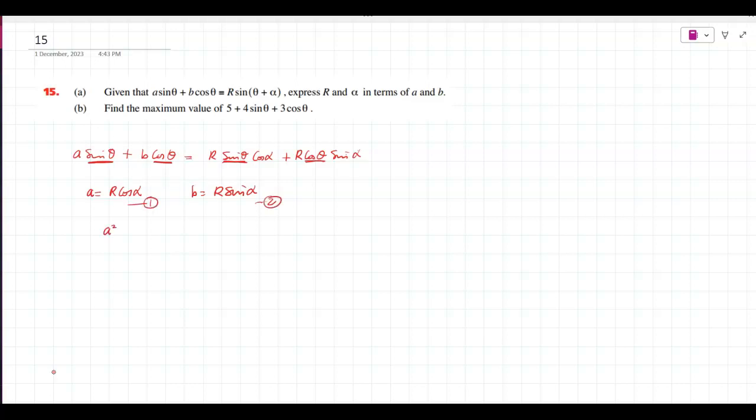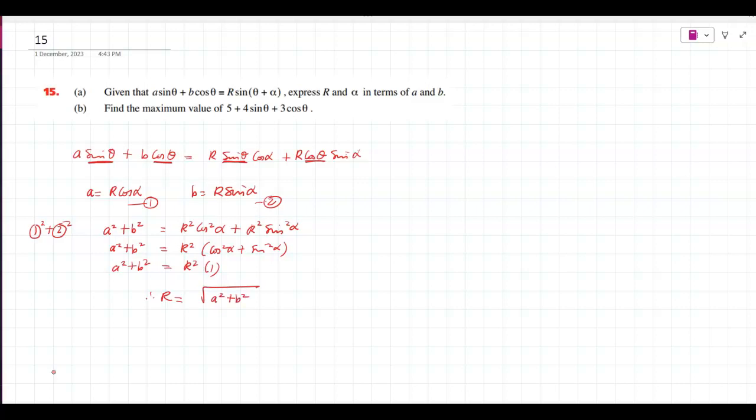You square and add. a square plus b square is equal to r square cos square alpha plus r square sin square alpha. I'm squaring and adding 1 and 2. So therefore a square plus b square is equal to r square, since cos square alpha plus sin square alpha is 1. So r is equal to what? Root of a square plus b square.